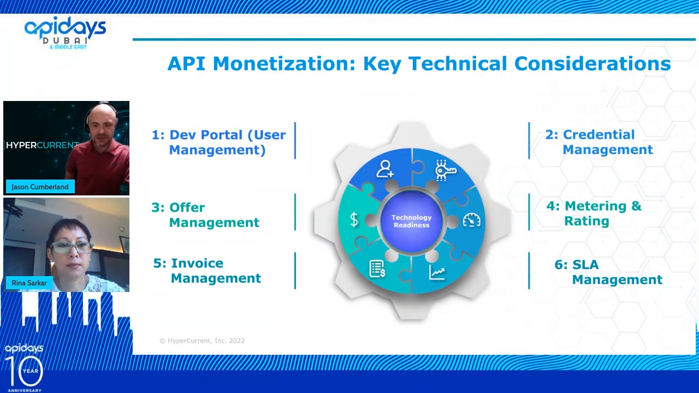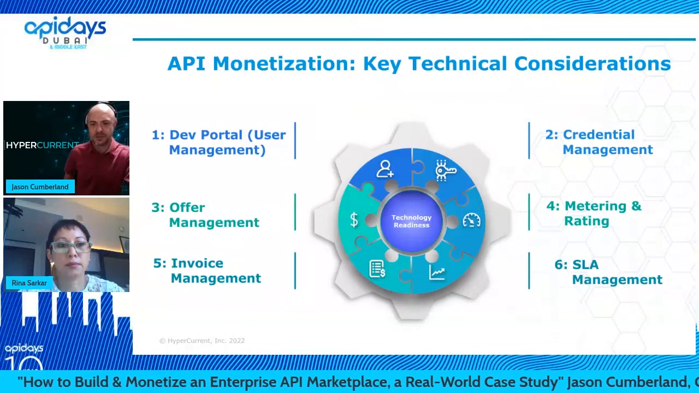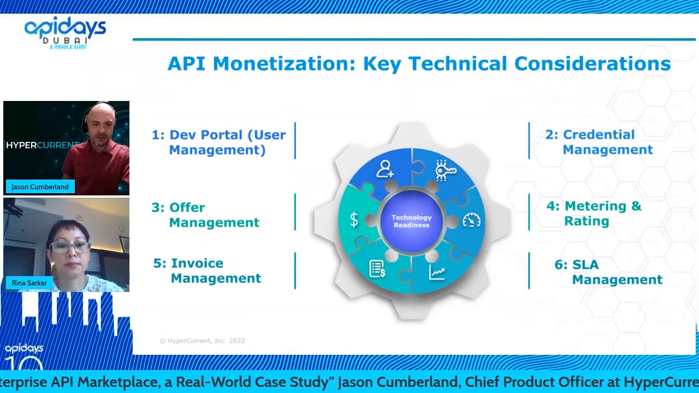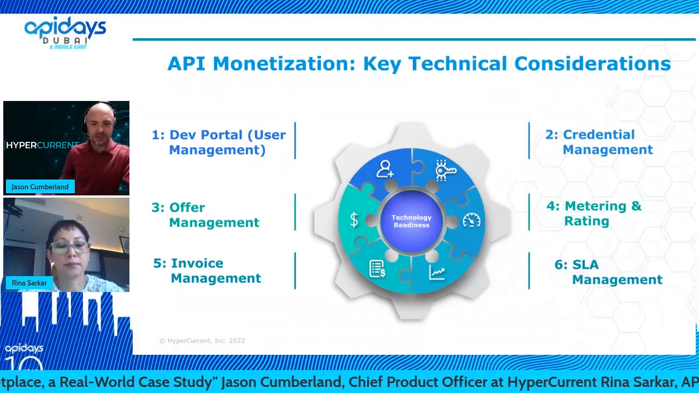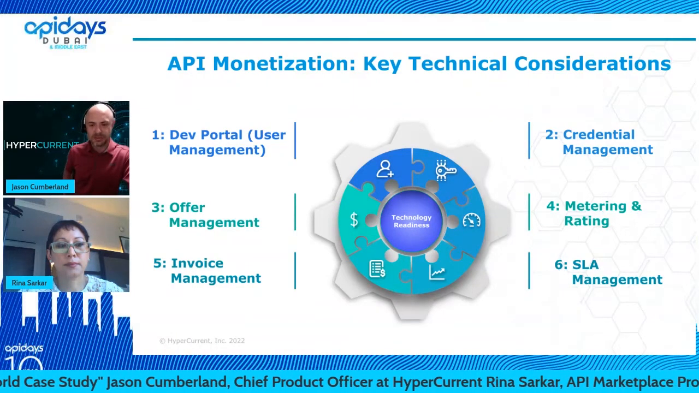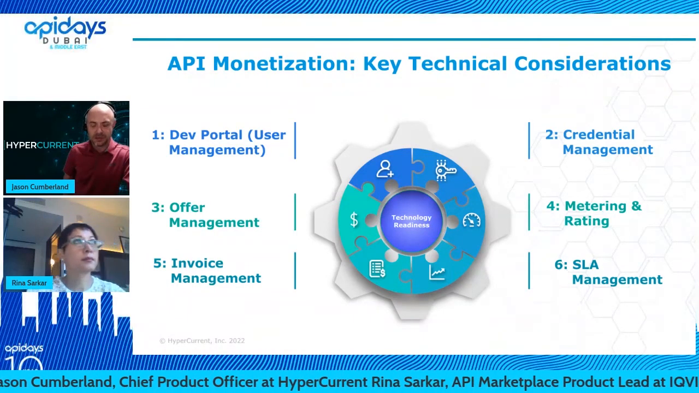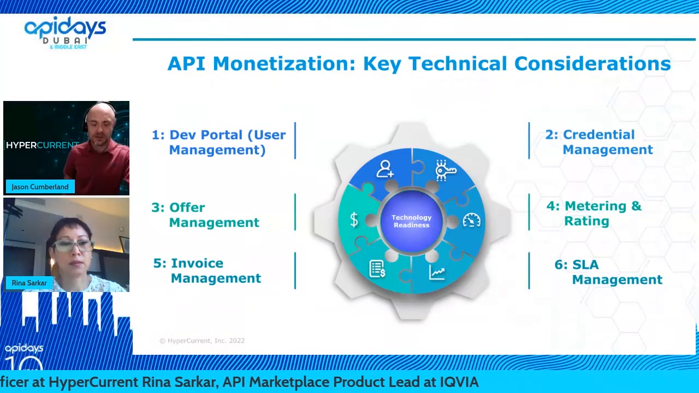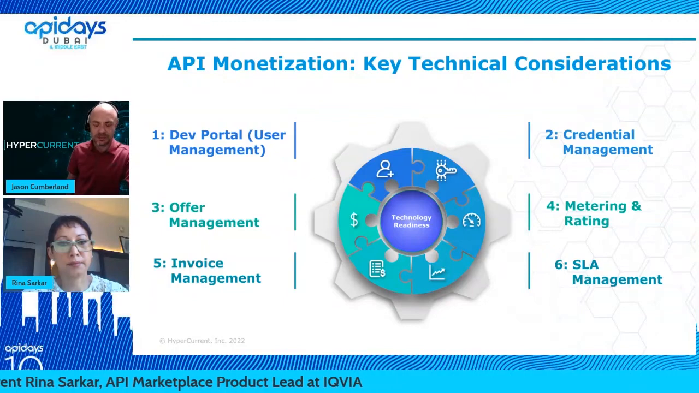And sometimes in a large enterprise case, you're not going to enable self-service sign up and payment, and that's fine as well. But in the case that you want to, the best place to do it is in the dev portal. Credential management, offer management means the ability to bundle together APIs into an offer aimed at a target market. And then the metering and rating is sort of self-explanatory. As transactions come through the gateway, there needs to be technology that can apply the metering and rating that the customers have signed up for.